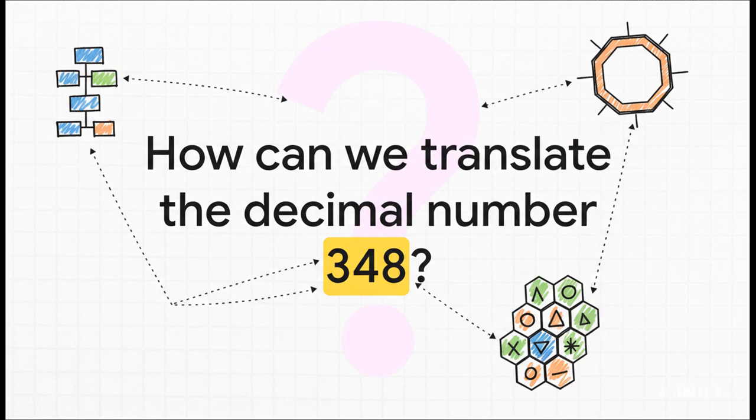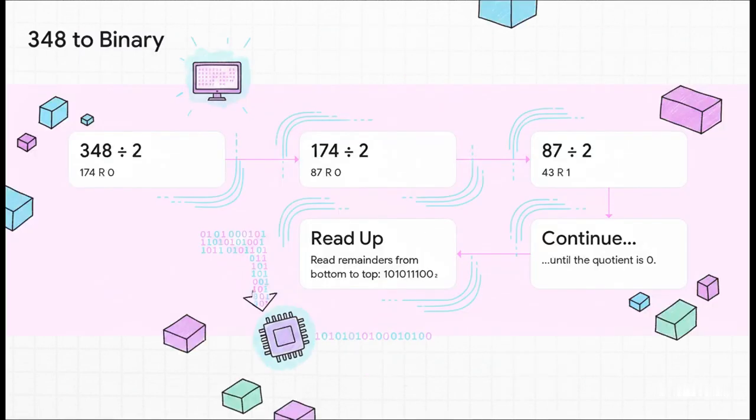We'll take the decimal number 348, and we're going to convert it into binary, octal, and hexadecimal. Okay, for binary, we're going to divide by 2 over and over again. So 348 divided by 2 is 174 with a remainder of 0. Then 174 divided by 2 is 87, remainder 0. You just keep doing this all the way down until your main number is 0. Then, and this is the most important part, you read those remainders from the bottom back up to the top. And there's your binary number.